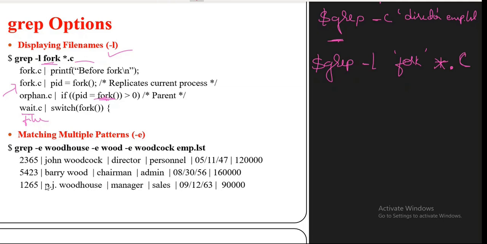Okay. Then matching multiple patterns. If you want to match more than one pattern, till now I have used only one pattern. If you want to search for multiple patterns, you have to use the minus E option. Grep minus E, what is the pattern, then space minus E, what is the pattern, minus E pattern. So I am searching for wood house, woodcock. From this file, whenever you want to search for more than one pattern, just use minus E.